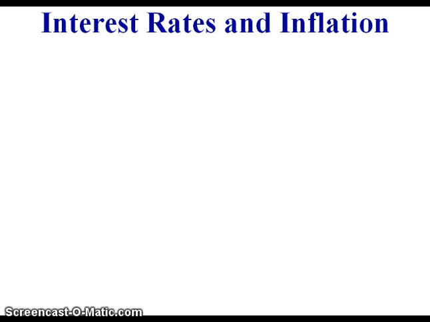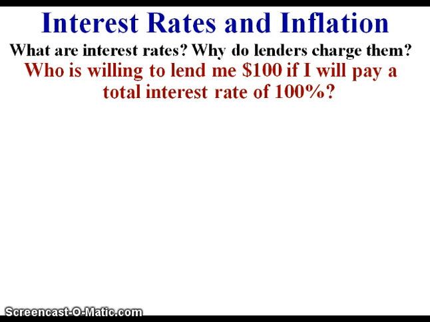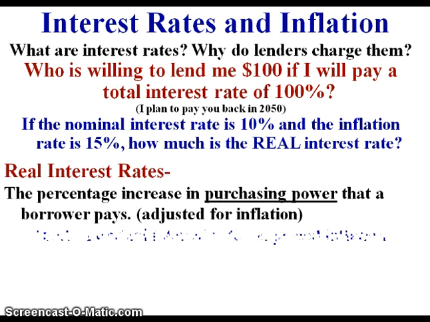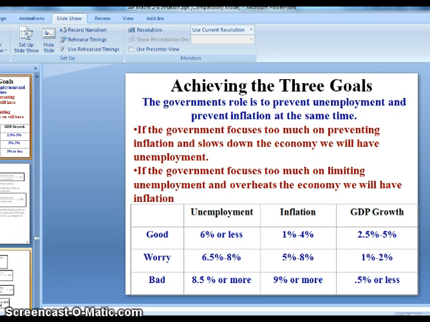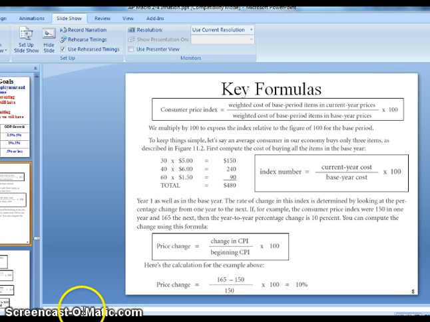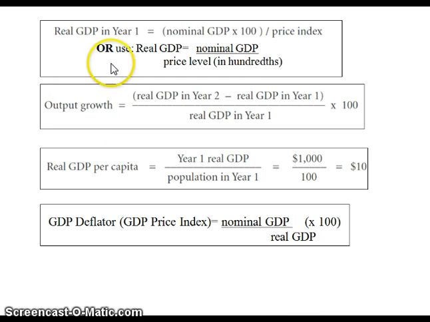So to conclude, at the end of this PowerPoint, there are some key formulas, and let me see if I can rapidly get you there here on this video, which I now realize I will have to redo at some point. It's so sloppily done, but that's all right. It's life, right? So here are those key formulas: consumer price index, the index number, price changes, real GDP, output growth, per capita GDP deflator.